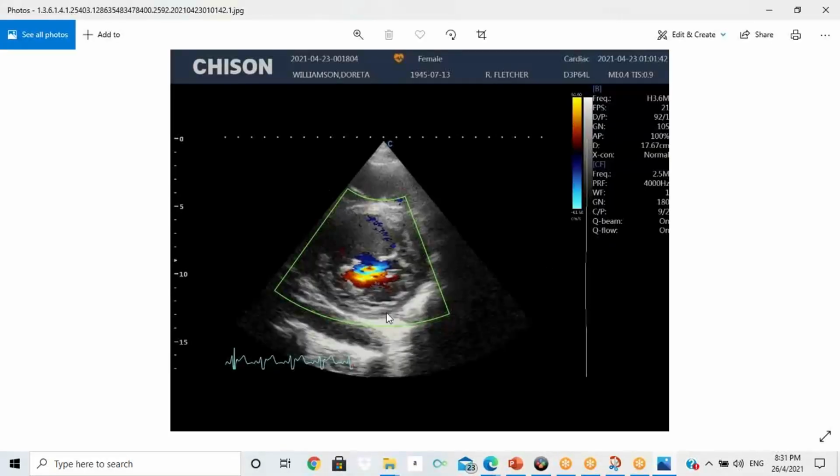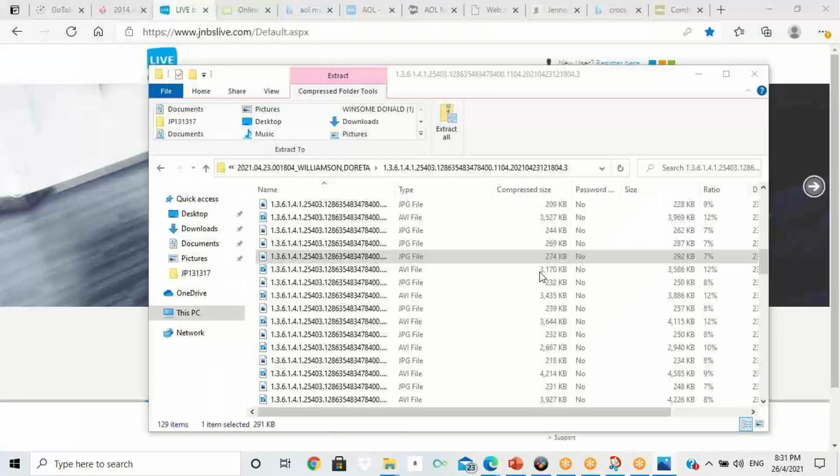Okay. This is the base of the heart where you have the mitral valve, and you can see the regurgitation. Okay, this is the anterior leaflet of the mitral valve. The posterior leaflet is down there, and this is the mitral regurgitation that we have seen in multiple views.